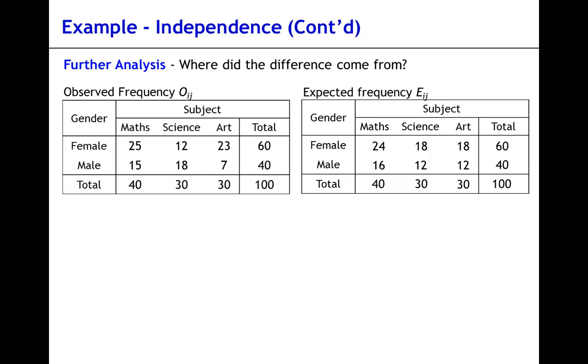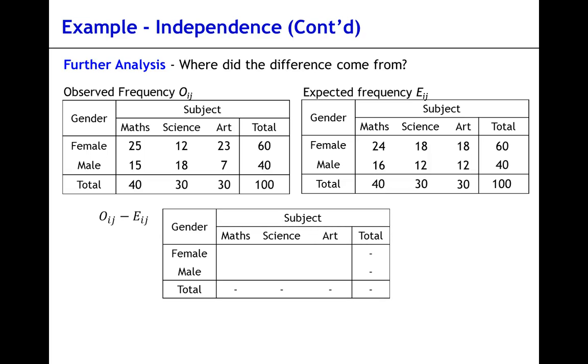Now that we have rejected the null hypothesis, further analysis may be needed to find out where the difference between the observed and the expected values has come from. To analyze that difference, we take O sub ij minus E sub ij to get the difference. Do the same cell by cell to get this table.